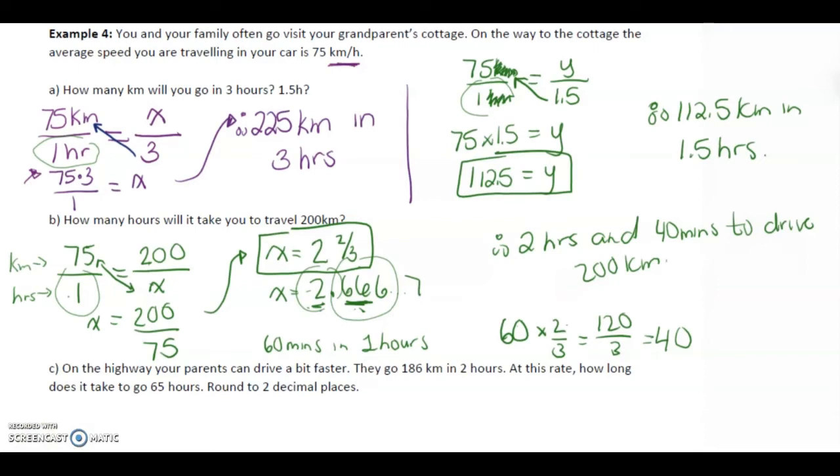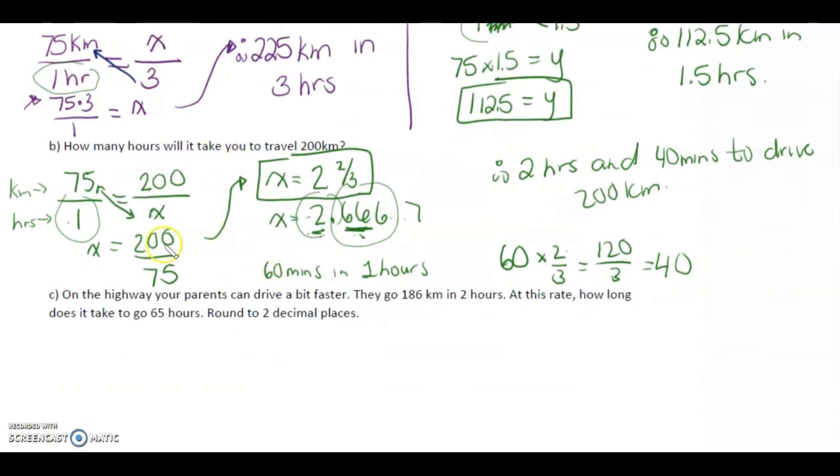Okay. C. On the highway, your parents can drive a bit faster. They go 186 kilometers in 2 hours. So now we're going 186 in 2 hours. At this rate, how long does it take to go, sorry, typo, 65 kilometers? So 186 kilometers in 2 hours. So 65 kilometers. Again, kilometer on the top, kilometer on the top. Be consistent with that. In how many hours?